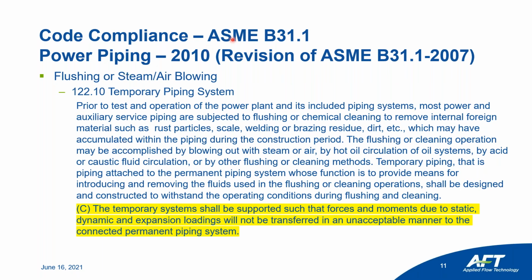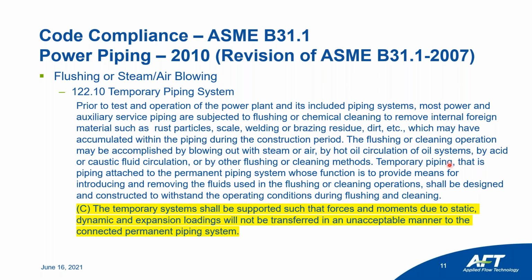Also, we'll continue with B31.1, where it talks about flushing and steam or air blowing. And it talks in this section 122 about temporary piping. Why do we talk about temporary piping? The code says the flushing or cleaning operation may be accomplished by blowing out steam or air, by hot oil circulation of oil system, by acid or caustic fluid circulation, or by other flushing and cleaning method.